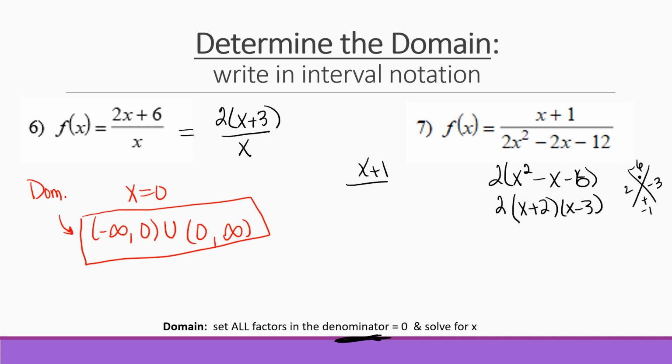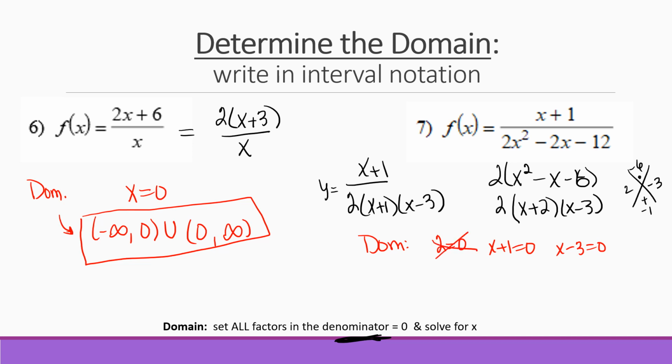So my function can be rewritten as x plus 1 over 2 multiplied by x plus 2 multiplied by x minus 3. Again, to determine our domain, we're going to take any factor in the denominator and set it equal to 0 and solve. Now you'll notice I did put 2 equals 0. That is one of the factors. It's kind of nonsensical, guys. We know that 2 doesn't equal 0. I just want to show that to prove to you, hey, if there's not a variable, we don't really have to worry about it.